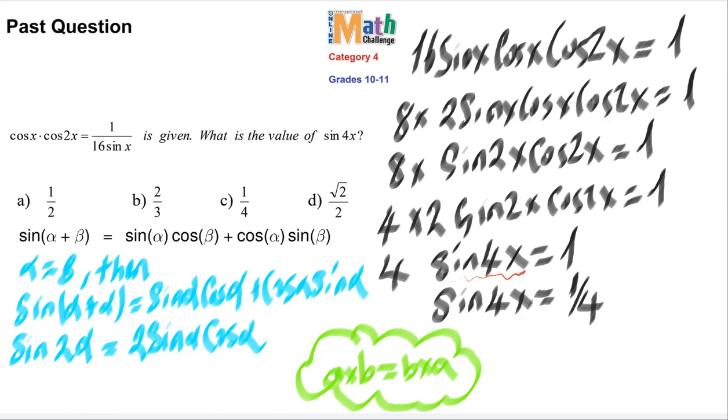We just need to leave this alone. So if we divide both sides by 4, those 4's will cancel. So sine 4x equals 1 over 4.